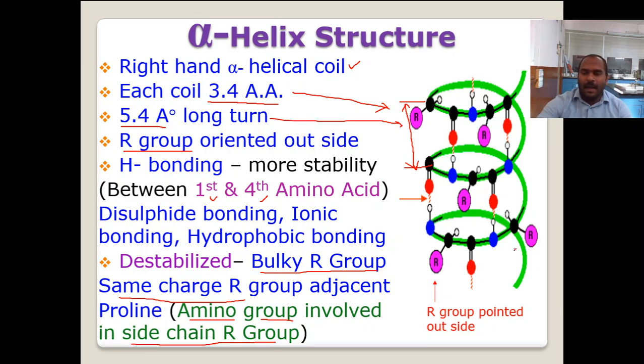If bulkier R groups are adjacent to each other, they result in steric interaction and repulsion, which results in destabilization of the helical structure. If R groups with the same charge are adjacent, suppose this one has a plus charge and this R group also has a plus charge, then what will happen? Both having the same electric charge, this results in repulsion. And last, if there is a proline amino acid, its amino group is involved with the side chain R group, or the side chain R group is attached to that amino group. Due to that, it results in bending, and this bending destabilizes the alpha helical structure.